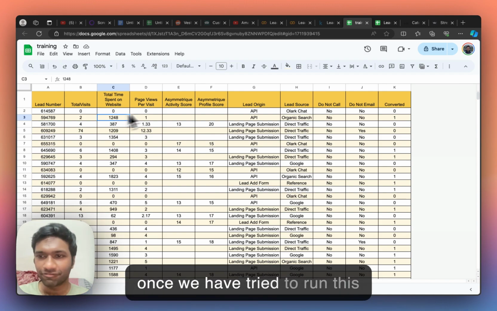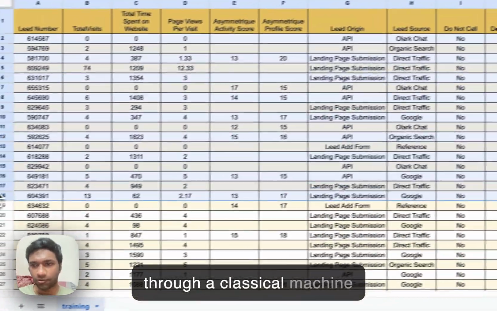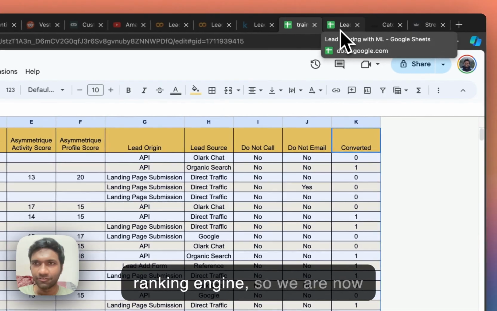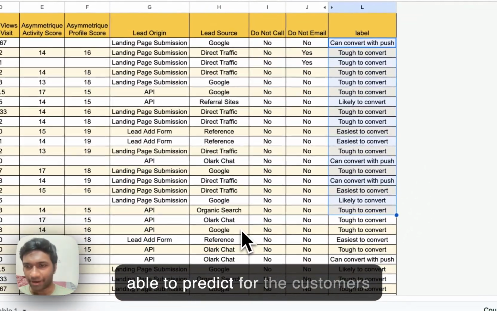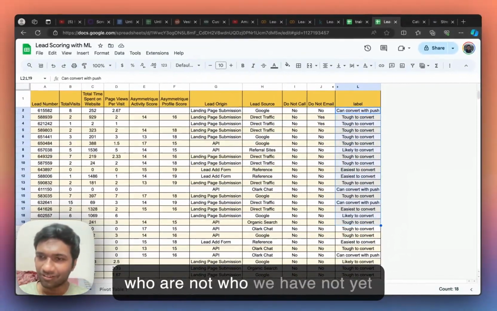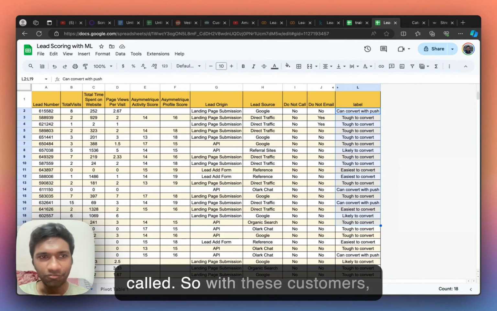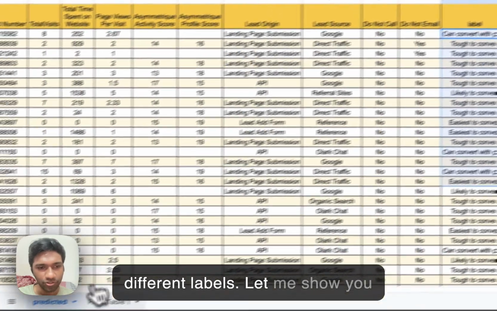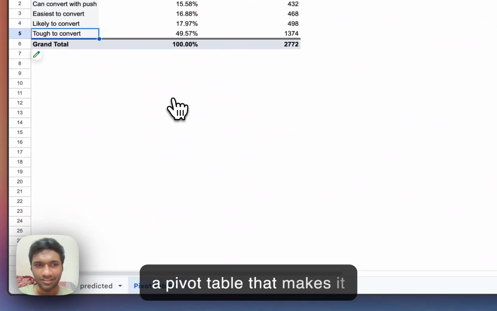So once we have run this through a classical machine learning algorithm, a lead ranking engine, we are now able to predict for the customers who we have not yet called. For these customers, I have put labels, like 4 different labels. Let me show you a pivot table that makes it easier.